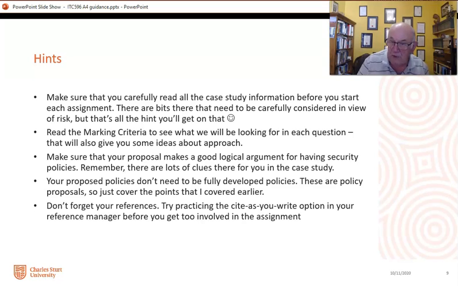So again, make sure you read that case study. Read it through again, because you've used it a couple of times now, but you'll still suck some more juice out of this particular lemon. Also, make sure you look at that marking criteria to see exactly what we're looking for in each question, and that way you'll get some better ideas about how to approach it. Remember, your proposal's got to make a good, logical argument for having these policies. And there are lots of clues there for you in the case study. Again, your policies don't need to be fully developed policies. These are proposals, so just cover those points that I talked about a few minutes ago. And once again, don't forget that referencing, because it's quite important.